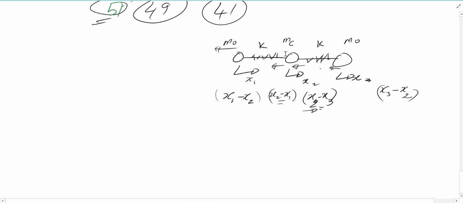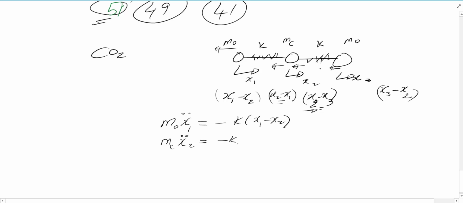Okay, so this is basically the displacement from equilibrium of the entire CO2 molecule that we're modeling. If I apply Newton's laws for the oxygen on this side, it's going to be m oxygen times x1 double dot is equal to the forces on it, which is minus k times x1 minus x2. At the same time, if I apply it on the second one, the carbon atom, it's going to be m carbon x2 double dot, which is mass times acceleration, equal to the sum of the two forces. I have on one side minus k times x2 minus x3, and at the same time I also have k times x2 minus x1.